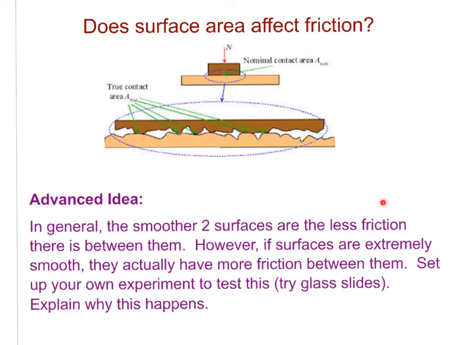Advanced idea: set up your own experiment. Read through this. See if you can figure that out. Other ideas too: some of these frames had the words normal friction. What is normal friction? Look into that and look forward to seeing what you come up with.